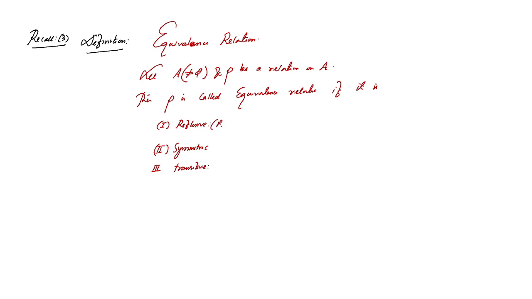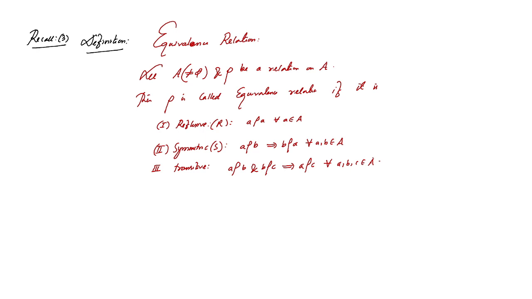So what is the meaning of reflexive? A rho A for all A belongs to A. What is the meaning of a symmetric relation? A rho B implies B rho A for all A, B belongs to A. What is a transitive relation? A rho B and B rho C implies A rho C for all A, B, C belongs to A.